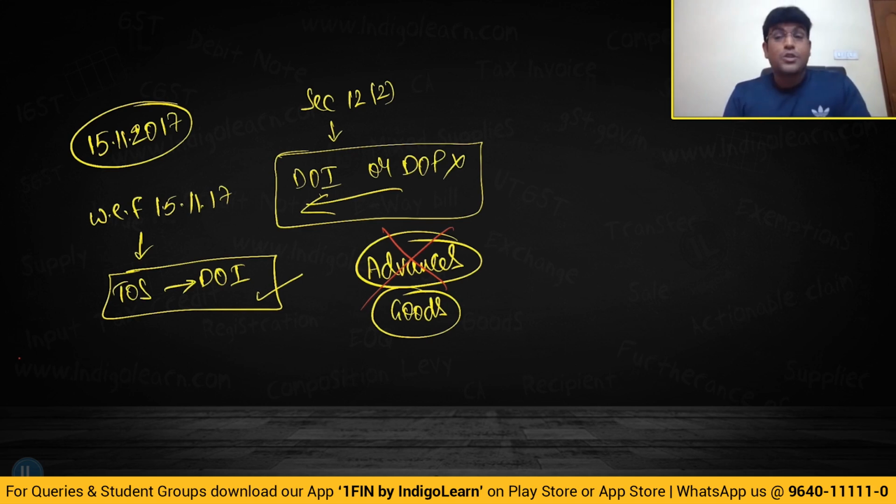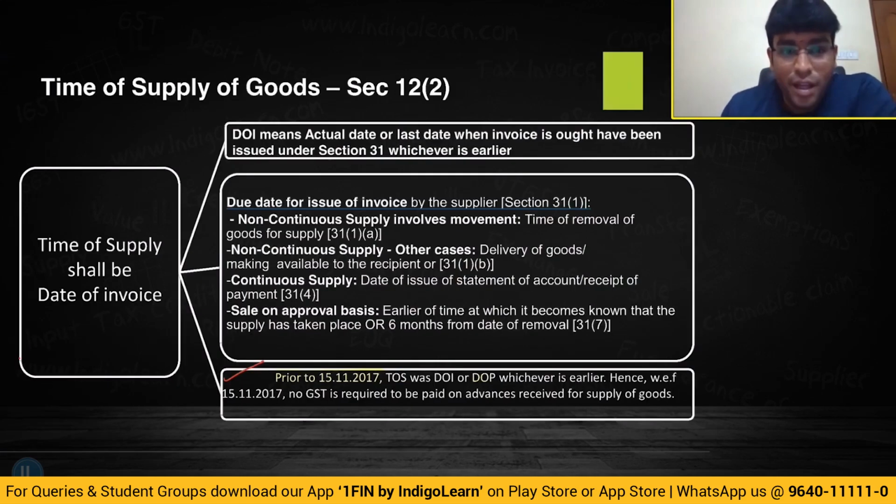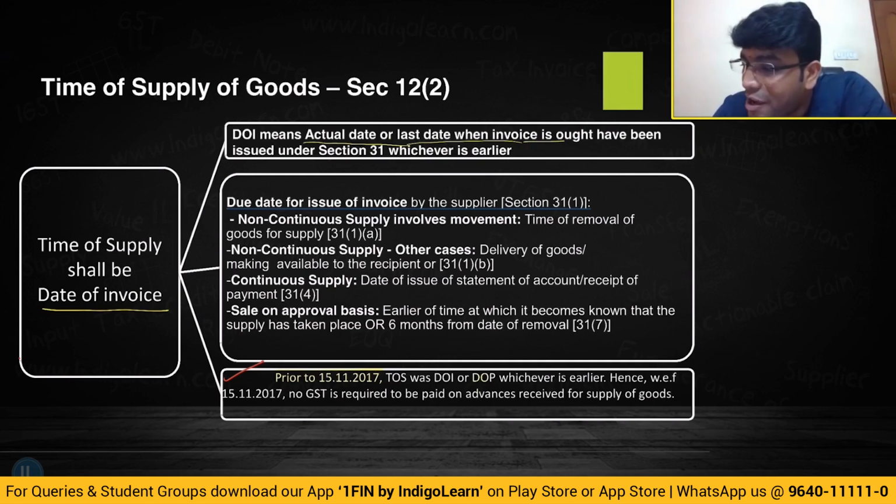So what the government said very clearly is a beautifully drafted line. Read that line. Time of supply shall be the date of invoice. And date of invoice means what? The actual date or the last day when the invoice is ought to have been issued under Section 31, whichever is earlier. What a beautiful language. Observe that phrase, whichever is earlier.